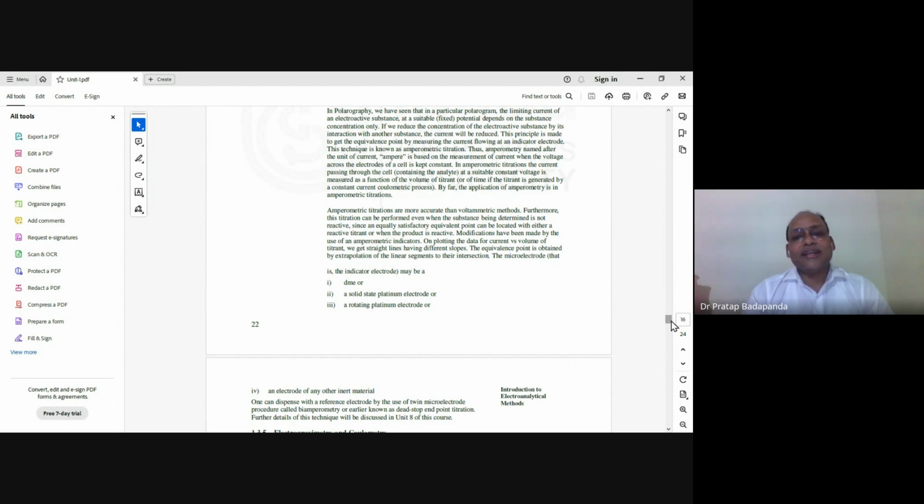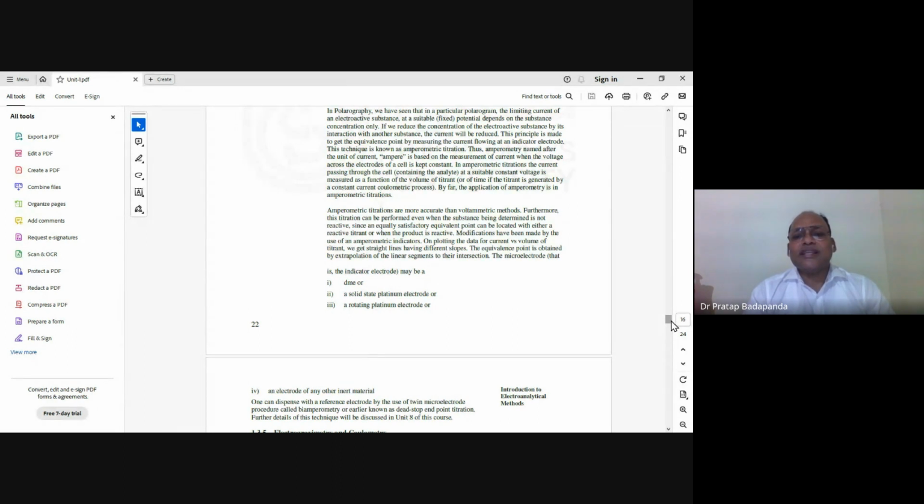Furthermore, the titration can be performed even when the substance being determined is not reactive. That's why it's important. What happened is that for a voltammetric titration, the substance should react. But in the amperometric case, no reaction is essential. So that's a more accurate thing, and it's a highly applicable area.